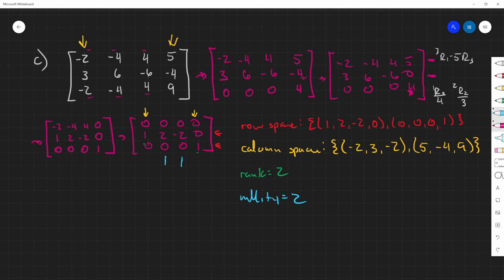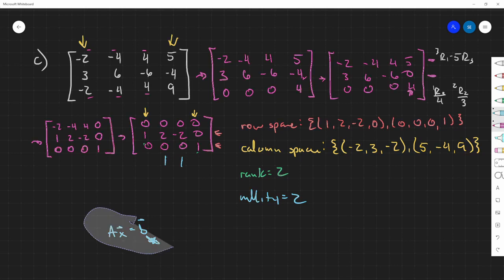I might do more examples in terms of the column space, or the system of equations where we talk about Ax equals b, and look at the cases of what the column space means if b is in the column space or if it's not, and what that means.